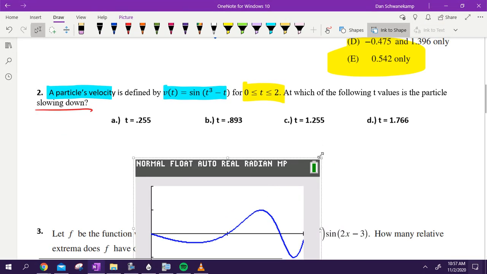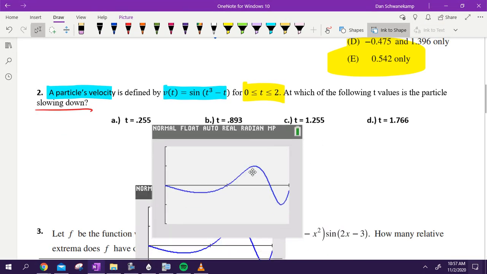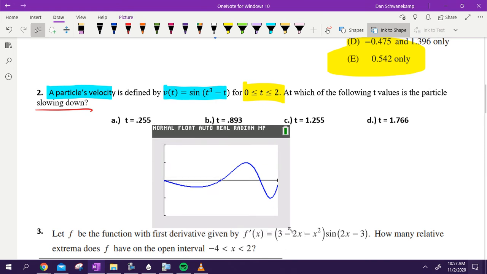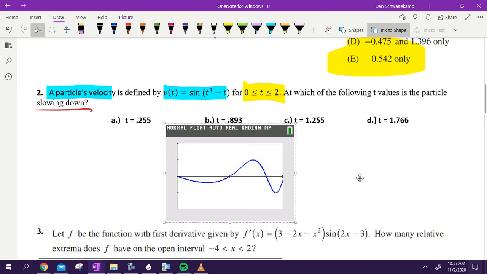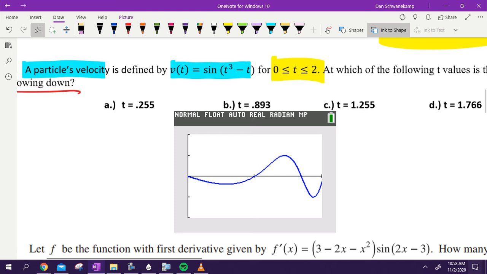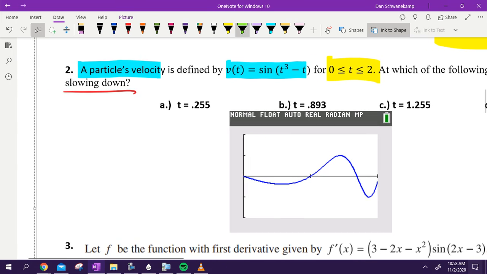So here is this graph. I want to know when I'm speeding up and when I'm slowing down in this case. I want to know when is the particle slowing down. What is going to happen on this velocity graph for when I'm slowing down? Closer to 0. If the velocity approaches 0, I'm slowing down.